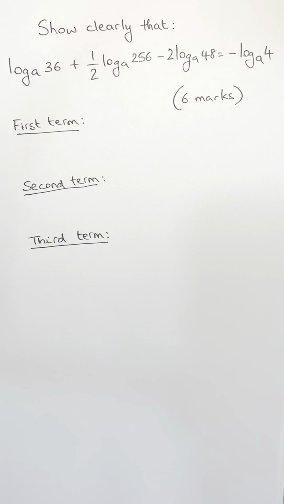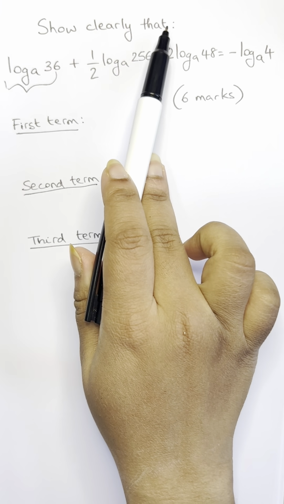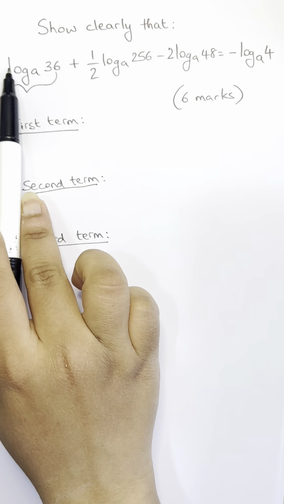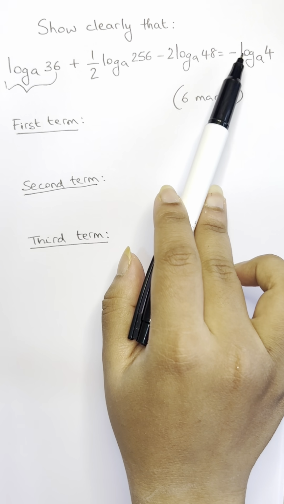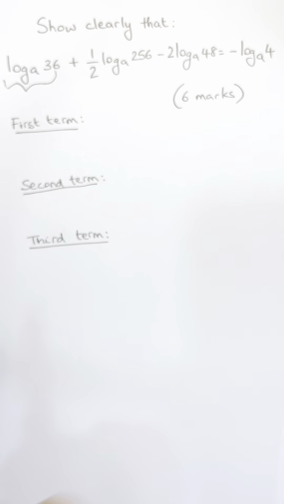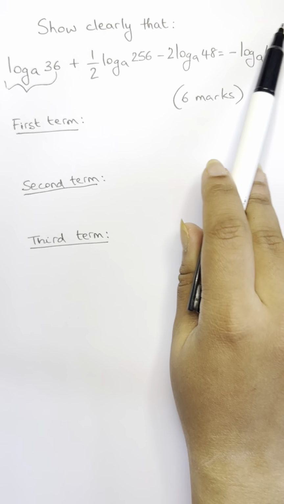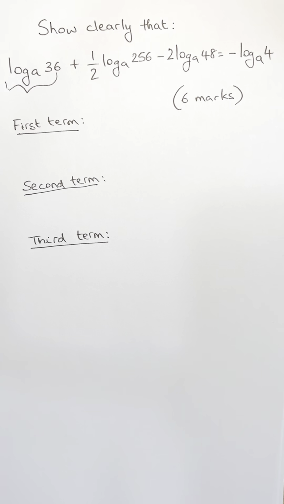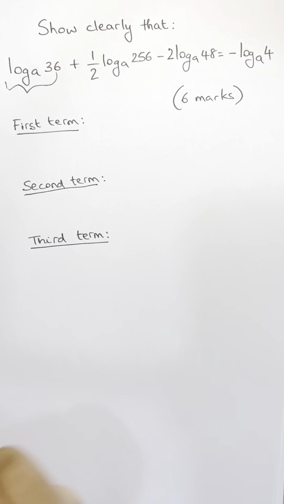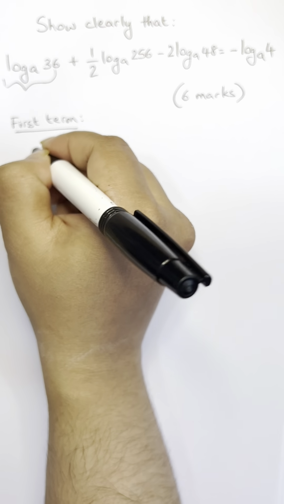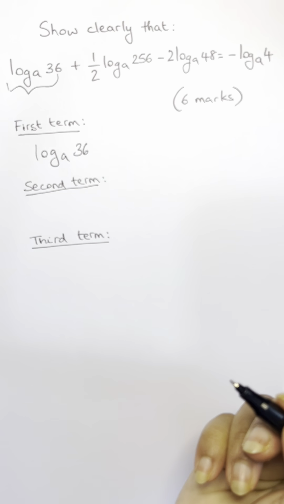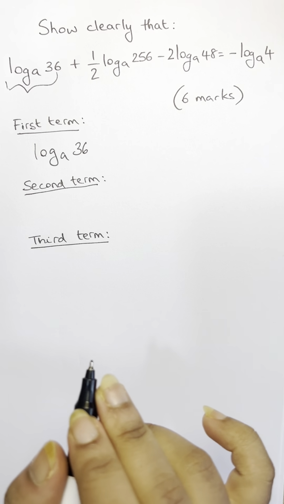using the logarithm proofs. Now let's have a look. The question is asking you to clearly show that this whole logarithmic equation is equivalent to minus log of 4 base a. So your final answer needs to be in this format. The first term, log of 36 base a, I don't need to do anything really, so you just keep it the same way.